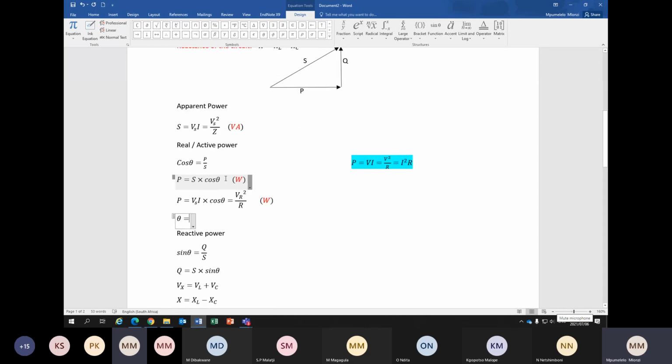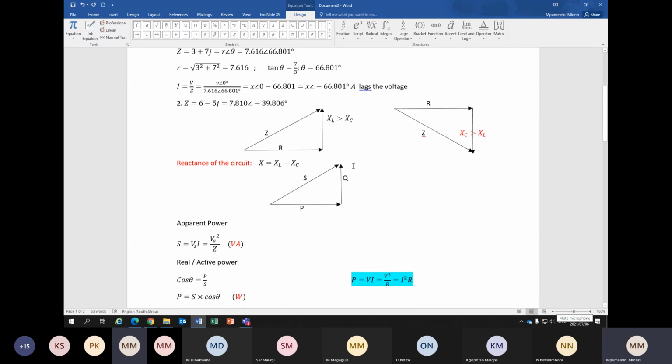The angle that should be used when calculating the active power or reactive power is the angle of the voltage minus the angle of the current, meaning the angle between the voltage and the current.